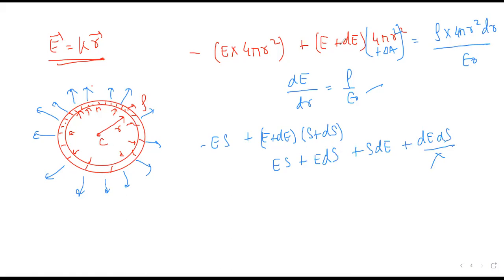But यहाँ पर we just considered E into dS वाला term, but we did not consider this term. So this term should also be there. Go through it, please. ये minus ES और plus ES तो cancel off हो जाएगा. This term we ignored, and this will be rho into 4 pi r squared by जो भी है. So this is another way.